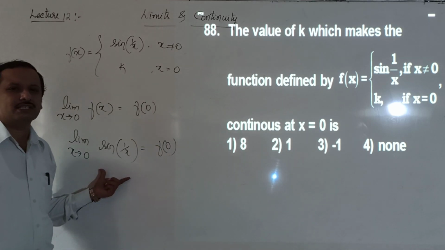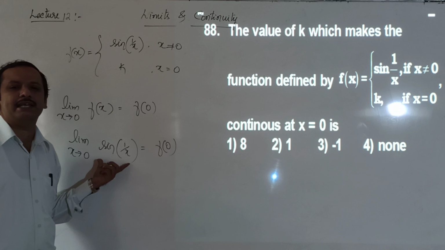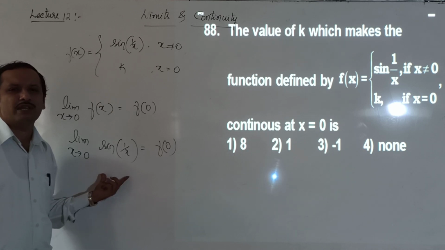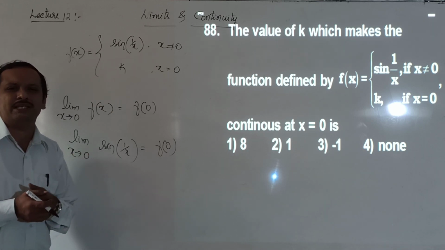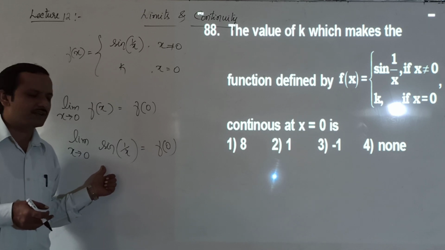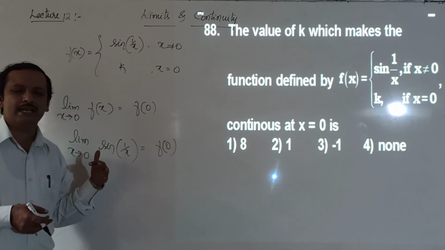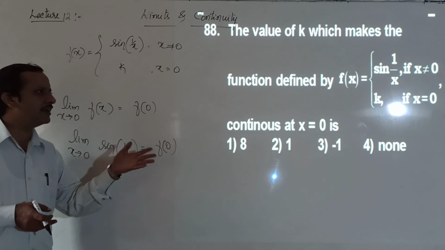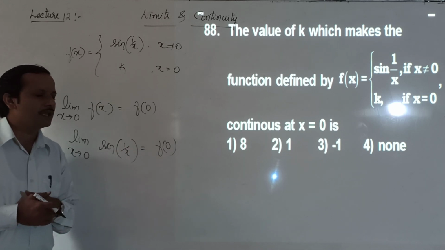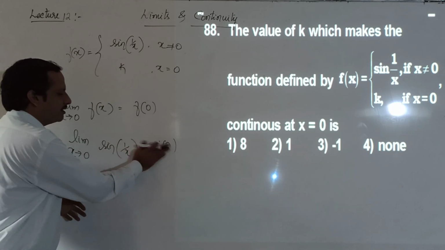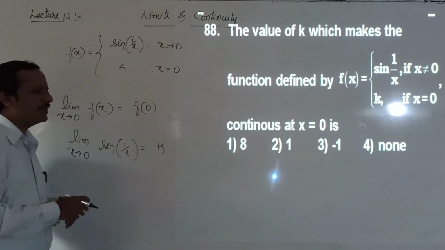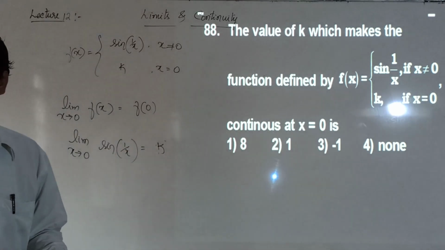This limit does not exist, sin 1 by x. We only know that it lies somewhere between minus 1 and 1. It is a finite value between minus 1 and 1, but we don't know its exact value. So this limit does not exist. Hence, there is no value of k which makes this function continuous, as f of 0 is nothing but k. There is no value of k. Hence, none of these is the answer.